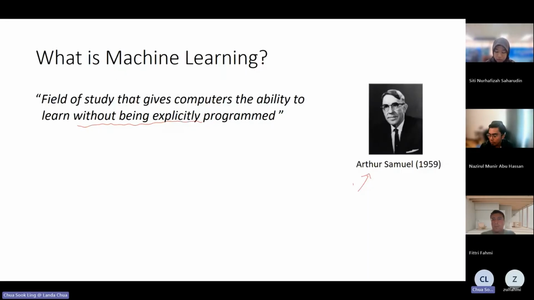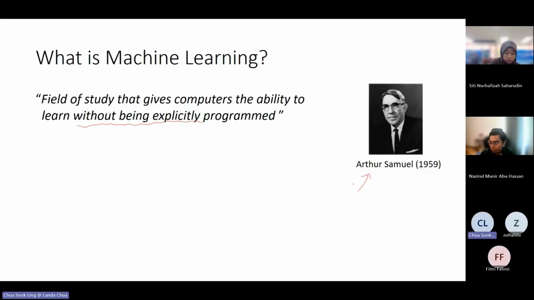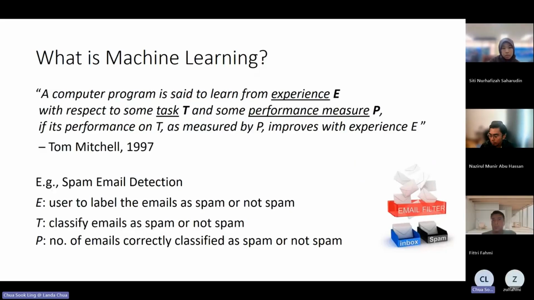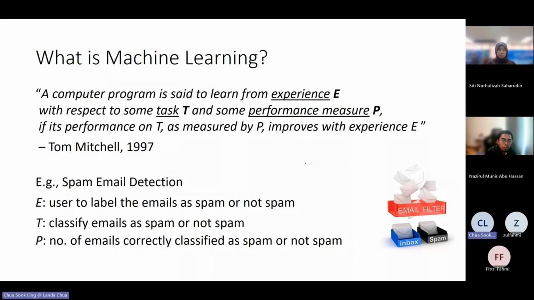But this definition of machine learning is a bit too broad, in a sense that how do we know whether the machine actually learns or not? To give more context, in 1997, Tom Mitchell redefined machine learning. A computer program is said to learn from experience E with respect to some task T and some performance measure P if its performance on T as measured by P improves with experience E. To put it simply, there must be a way to measure the performance of the machine learning model.